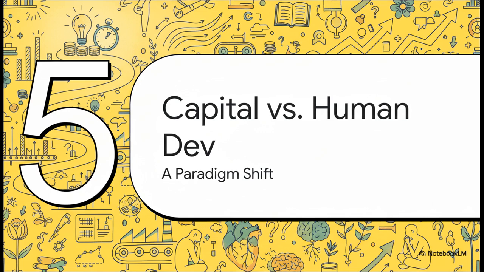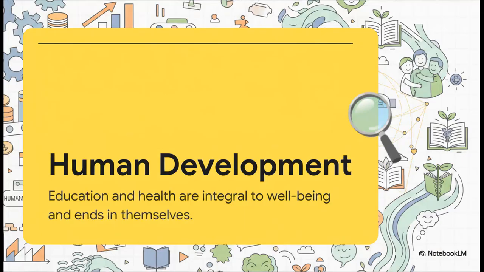Which brings us to Section 5, Capital versus Human Development, a paradigm shift. Okay, so we've talked a lot about productivity so far, but how do we actually value human life in the realm of economics? This brings us to a major philosophical pivot, the distinction between human capital and human development. Human capital essentially looks at human beings as a means to an end, with that end being increased economic output. But human development operates on a completely different paradigm. It's based on the idea that education and health are ends in themselves.